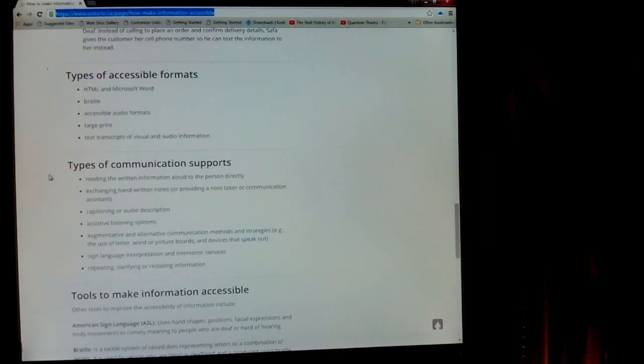Types of accessible formats: HTML and Microsoft Word, Braille, accessible audio formats, large print, text transcripts of visual and audio information.